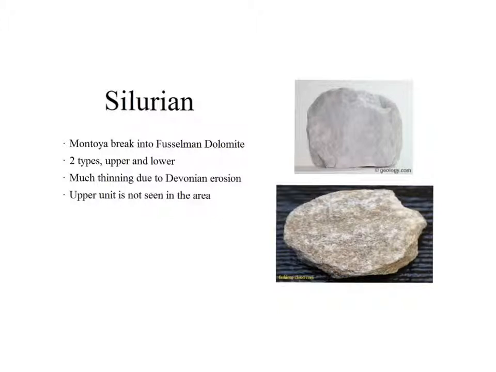To the right, you'll see some images similar to the dolomites that you might see in this series. With these formations, there is much thinning due to Devonian erosions.